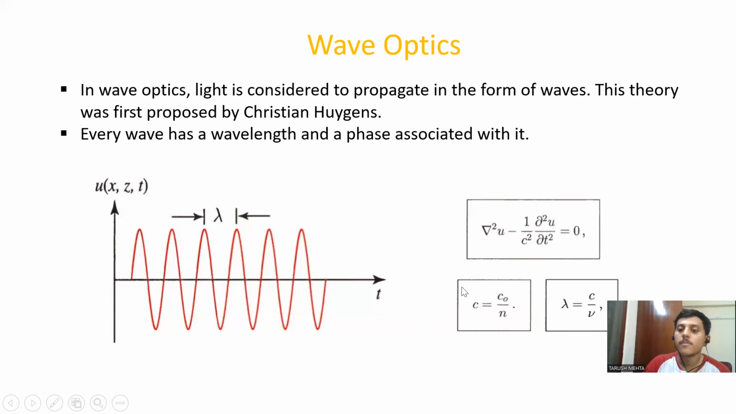And the speed of light is observed to change in different media having different refractive indices. For example, the speed of light in vacuum or air is approximately c0, which is 3 into 10 power 8 meters per second. But in a medium with refractive index n, the speed of light becomes c0 by n. And the wavelength is basically given by the speed of light divided by the frequency, which is denoted by nu.